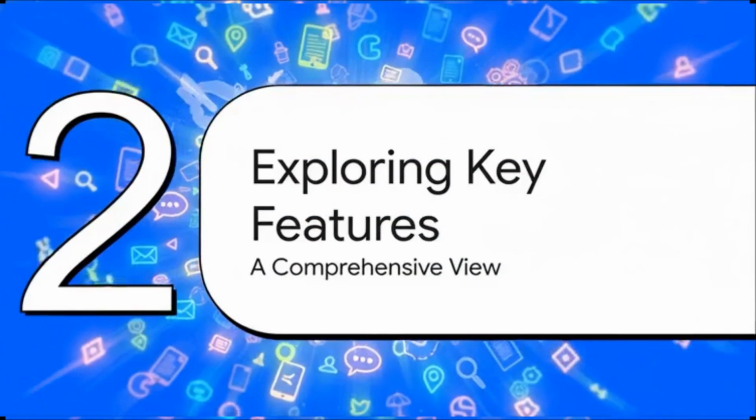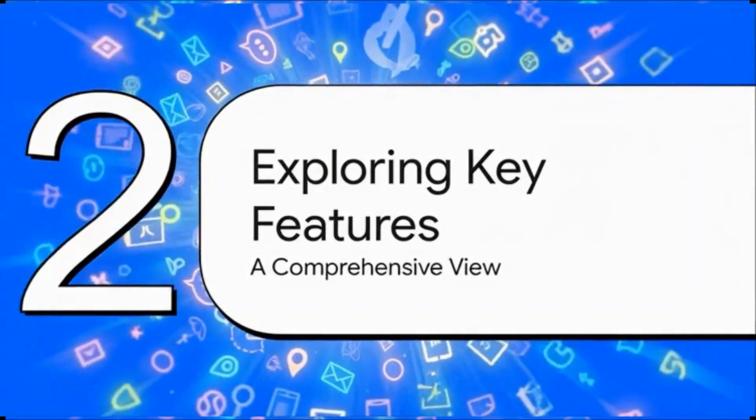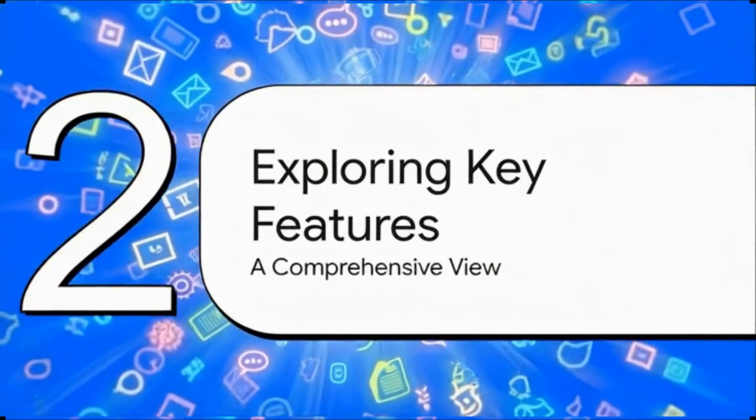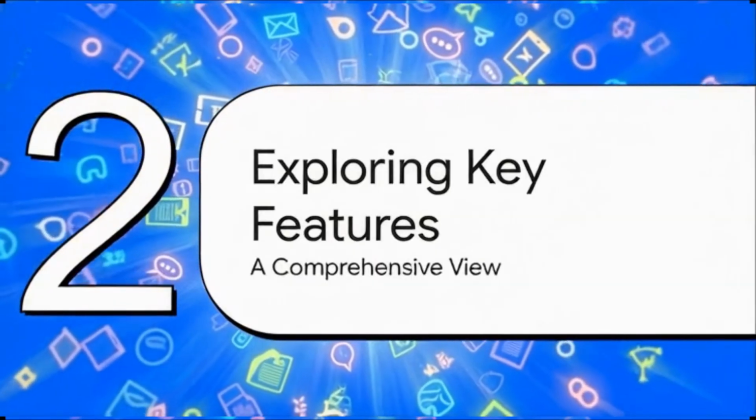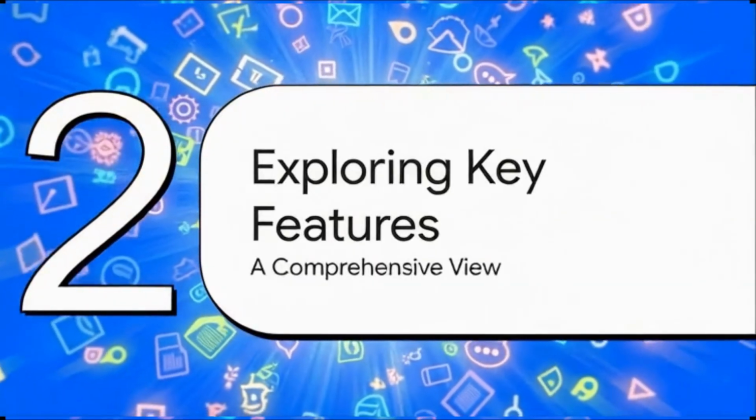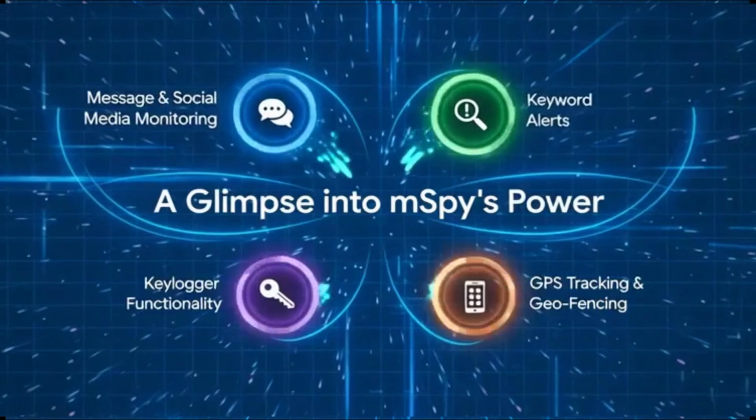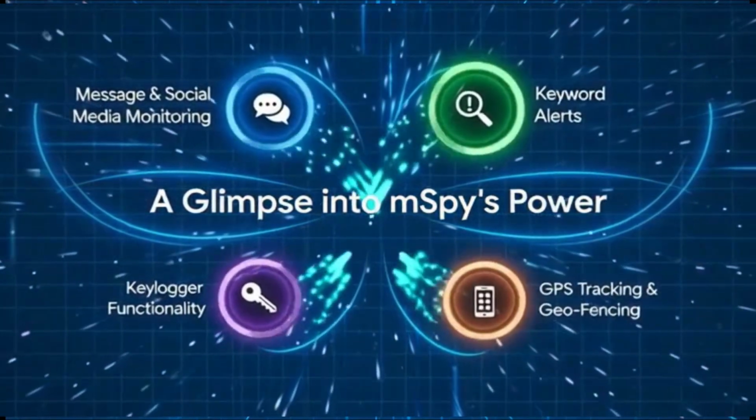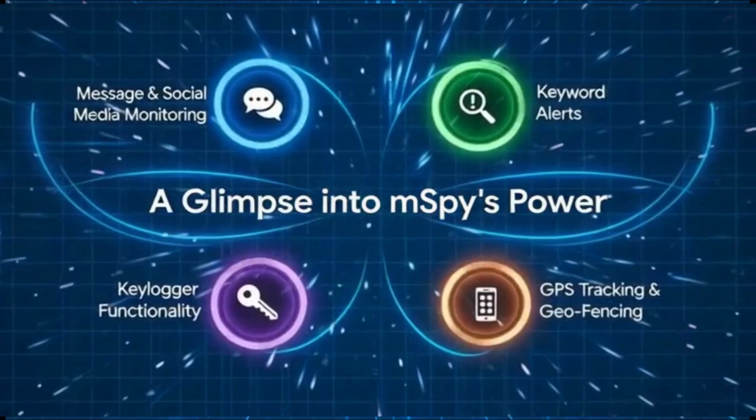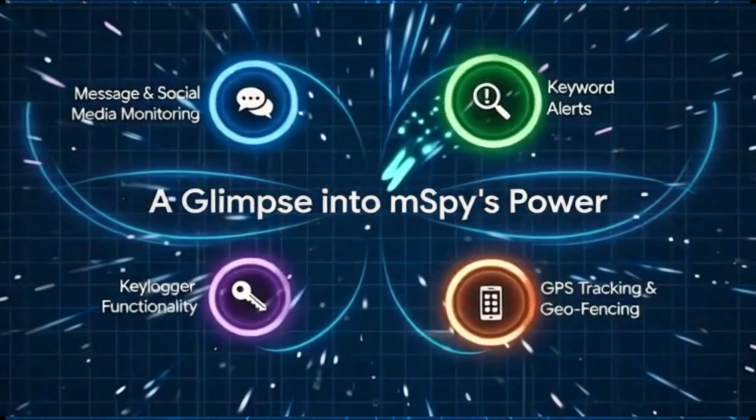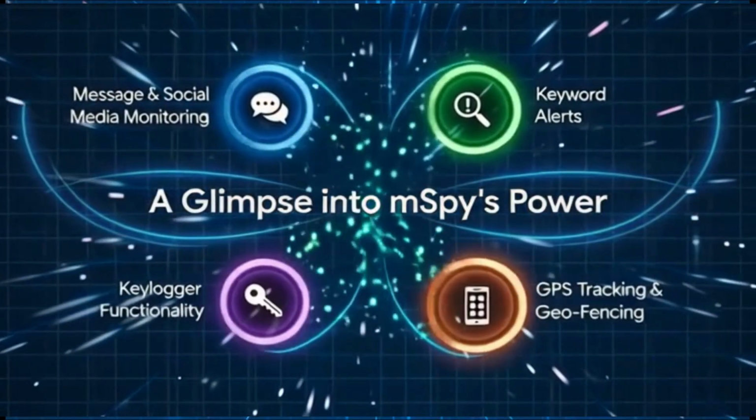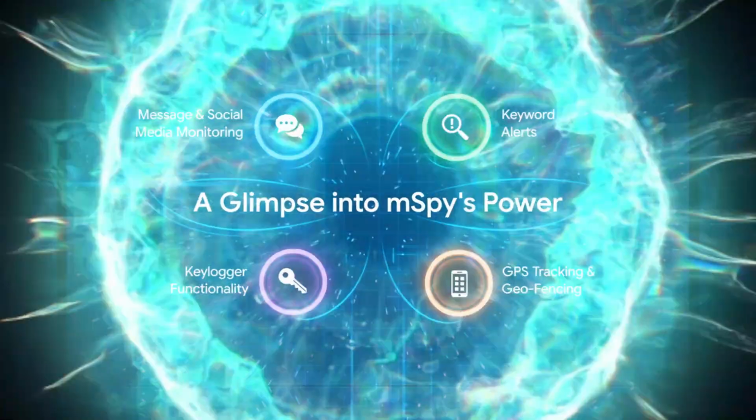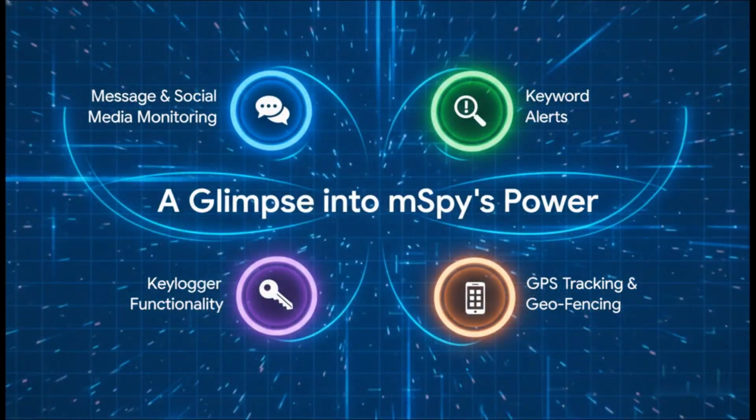Okay, a nice dashboard is great, but the real power of mSpy is in its features. This isn't just about one thing, it's a whole toolkit, with each tool working together to give you a complete, comprehensive view of what's happening on that device. Let's take a quick look at some of the heavy hitters. We're talking about seeing messages on social media, getting instant alerts for specific words you're worried about, seeing everything that's typed, and even tracking the phone's physical location with GPS. Each feature is like opening a new window into the device's activity.